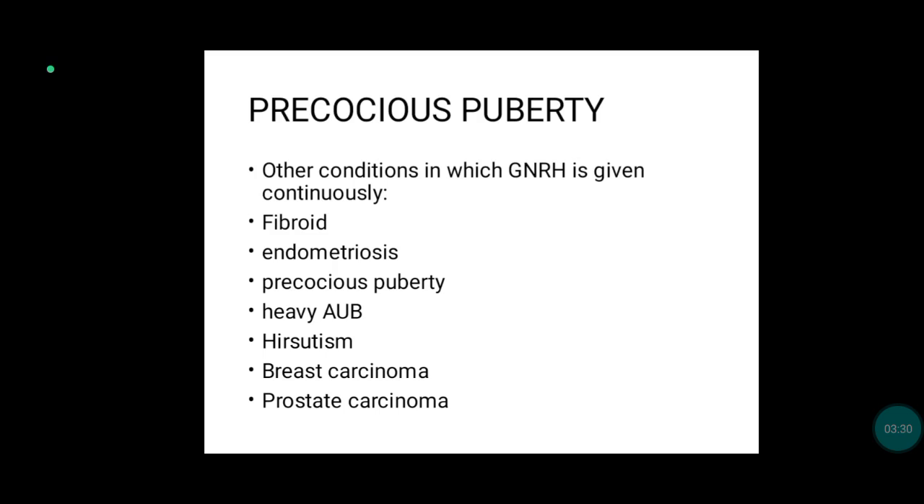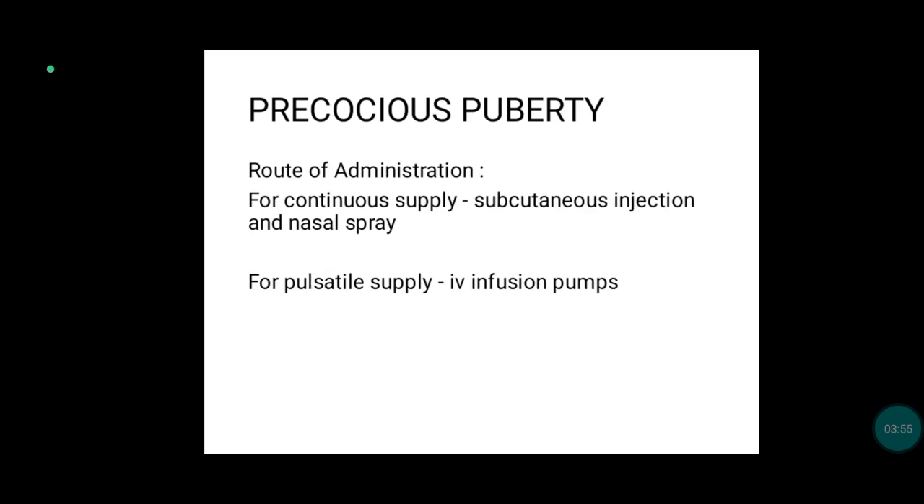So in central precocious puberty, the patient is treated with continuous administration of GnRH agonist. There are other conditions in which GnRH is given continuously. They are fibroid, endometriosis, then precocious puberty again, and then hirsutism, heavy abnormal uterine bleeding, breast carcinoma, prostate carcinoma.